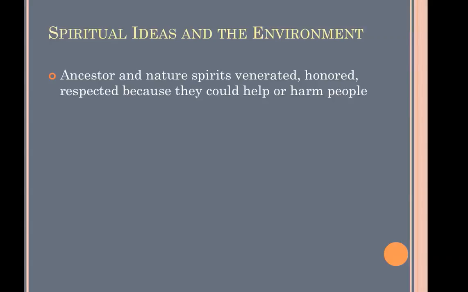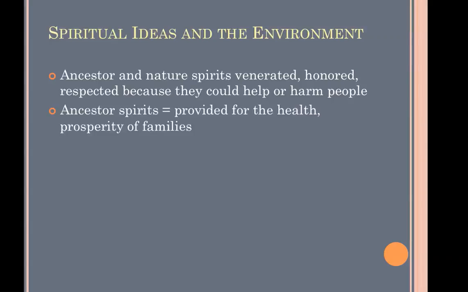But there also were nature spirits, which were located in particular localities, and they were supposed to control the resources of that locality. So if you wanted to be able to process salt in a region, a place that has good salt pans, something like that, you would need to venerate and honor the local nature spirit, or you believed it would not go well for you. You wouldn't be able to produce much. In particular, ancestor spirits are supposed to provide for the health and the prosperity of their families.